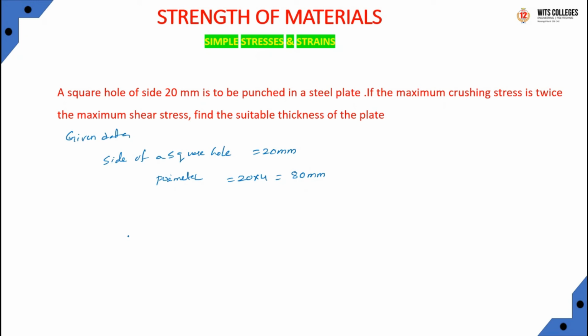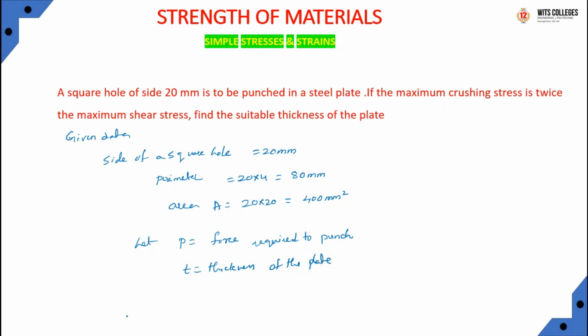Okay, then what is the area? Area A equals 20 into 20. Okay, it is 400 mm square. Next, let P equals force required to punch, and T is the thickness of the plate.